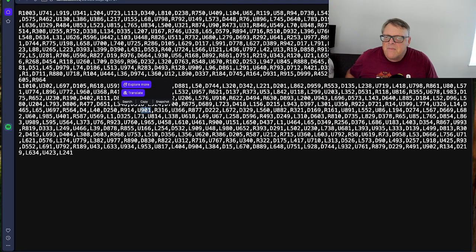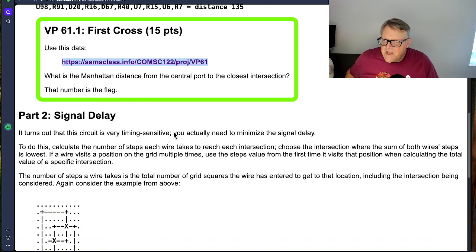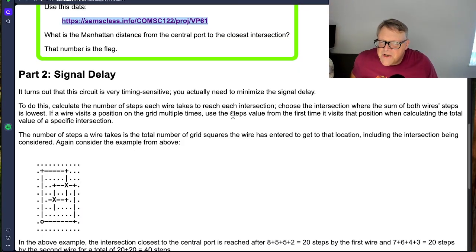All right. And then you have signal delay. Turns out this circuit is timing sensitive. We need to minimize the signal delay. So we need to calculate the number of steps each wire takes to reach each intersection. Choose the intersection where the sum of both wires' steps is lowest.